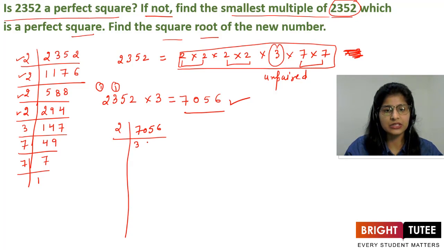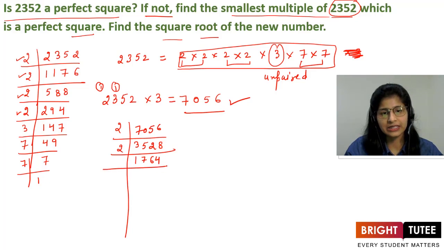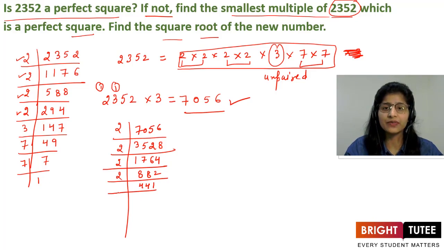2 threes are 6, 2 fives are 10, 2 twos are 4, 2 eights are 16. Again with 2. 2 ones are 2, 2 sevens are 14, 2 sixes are 12, 2 fours are 8. Again with 2. 2 eights are 16, 2 eights are 16, 2 twos are 4. Again with 2. 2 fours are 8, 2 fours are 8, 2 ones are 2. Right? Can we do it with 3 now?